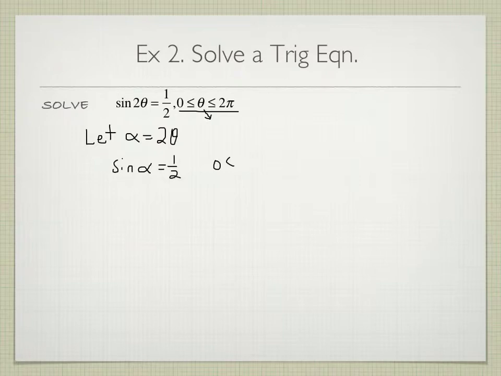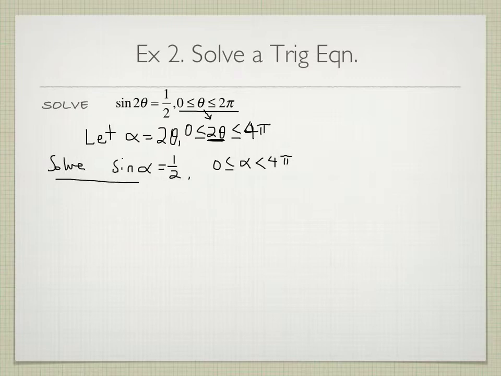In order to make this 2 theta, we have to multiply everything by 2, so it now becomes between 0 and 4 pi. If I replace this with alpha, alpha must be between 0 and 4 pi. So this is really the same statement as what I have up above. It's the same as this, so it makes it easier.